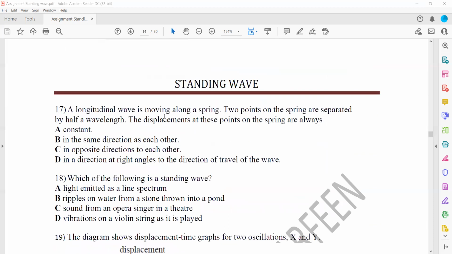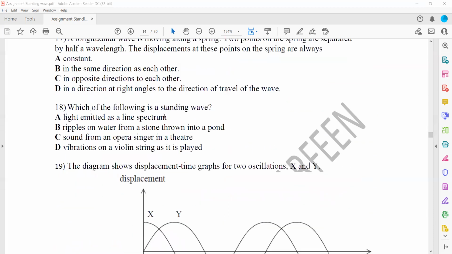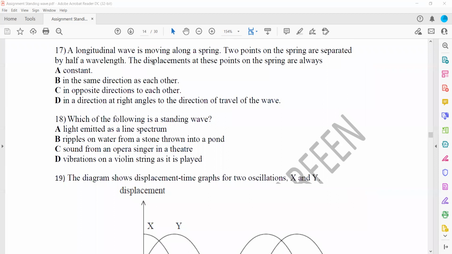This question 16 is about interference. A longitudinal wave moving along a spring, 2 points on the spring are separated by half a wavelength. So if they're half a wavelength apart, the phase difference will be pi, or they will be 180 out of phase. So what will happen to the particles which are lambda by 2, or 180, or pi in terms of phase difference? They will move in opposite directions.